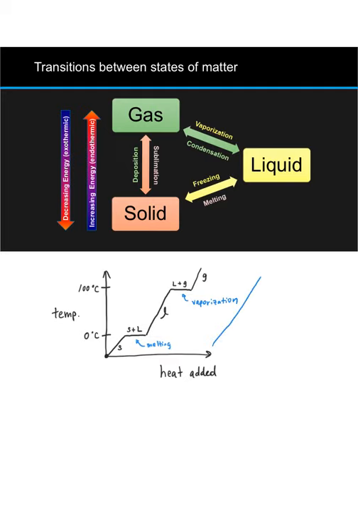And any movement up this staircase requires that we input heat energy. And input of heat energy represents an endothermic process. The reverse, moving from a gas to a liquid to a solid, requires that we remove heat energy from a substance. And all of the phase transitions that condense phases are exothermic. Going from a gas to a liquid is condensation. Going from a liquid to a solid is freezing.